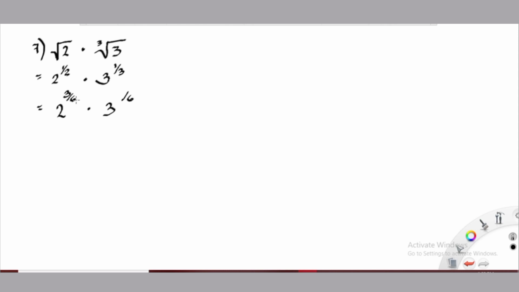So, 3 over 6. If we simplify this, this is equal to 1 half still. And then, 6 divided by 3 is 2. 2 times 1 is 2. 2 over 6. When simplified, this is the same with 1/3. Alright? Now, the denominators of our fraction exponents are the same.